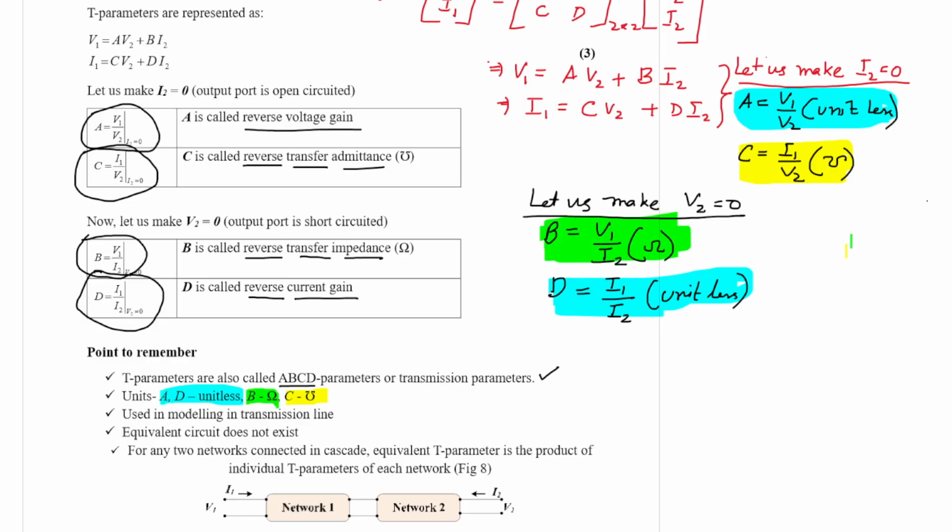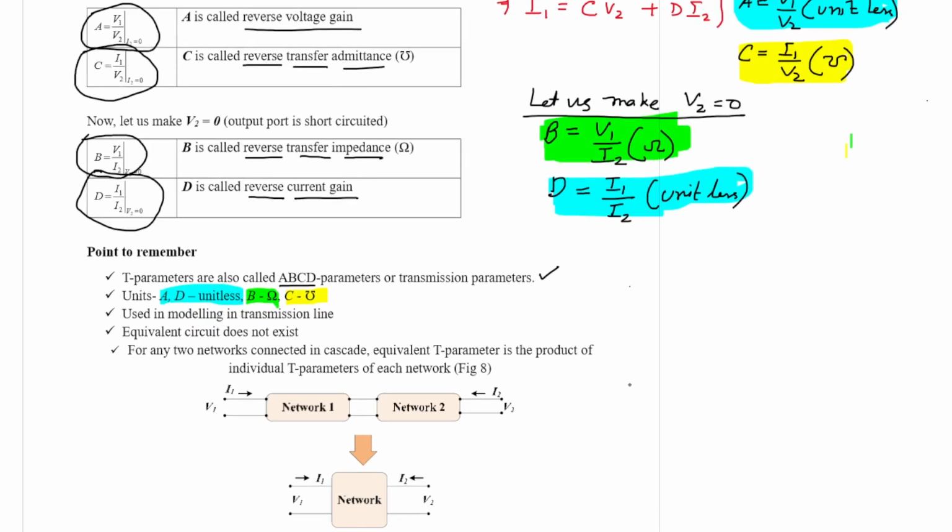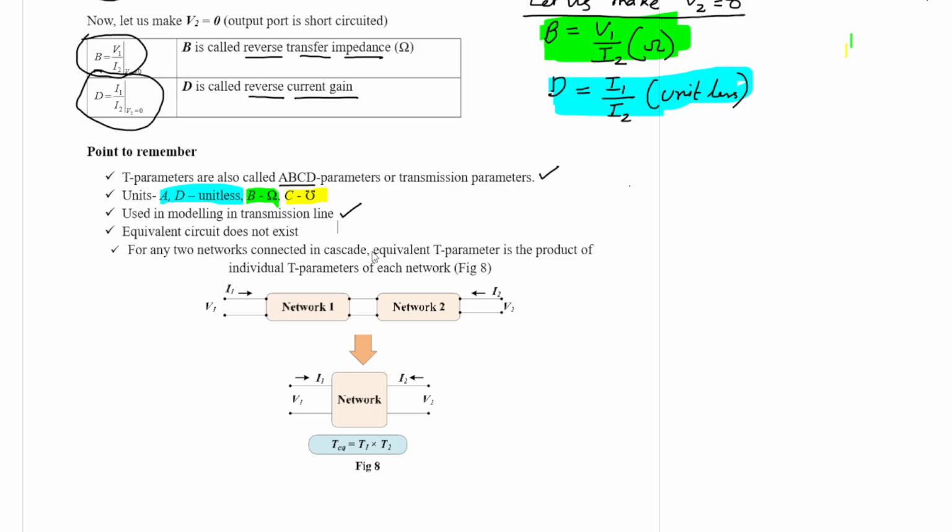Now what is the application? It is used in modeling the transmission line of an electrical power system. In electrical engineering, we have a transmission line. To model the transmission line, we use these parameters, T parameters or ABCD parameters. For this type of network, an equivalent circuit does not exist because we cannot frame it. It is not possible.